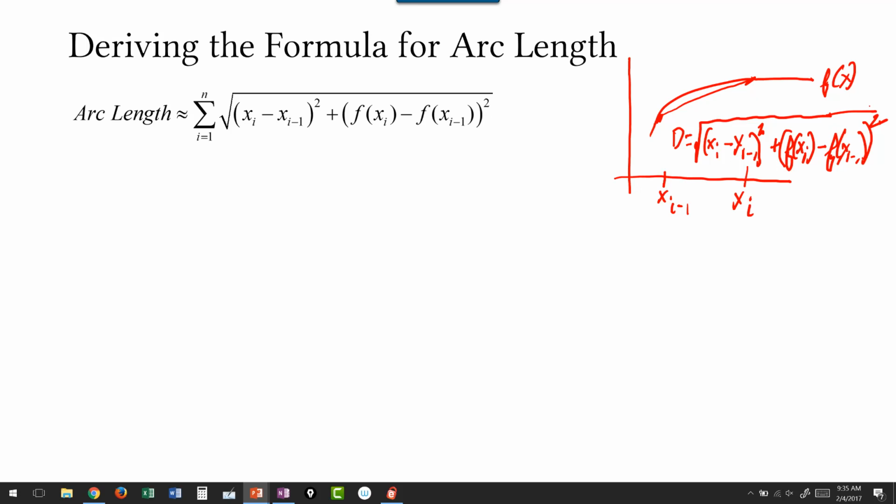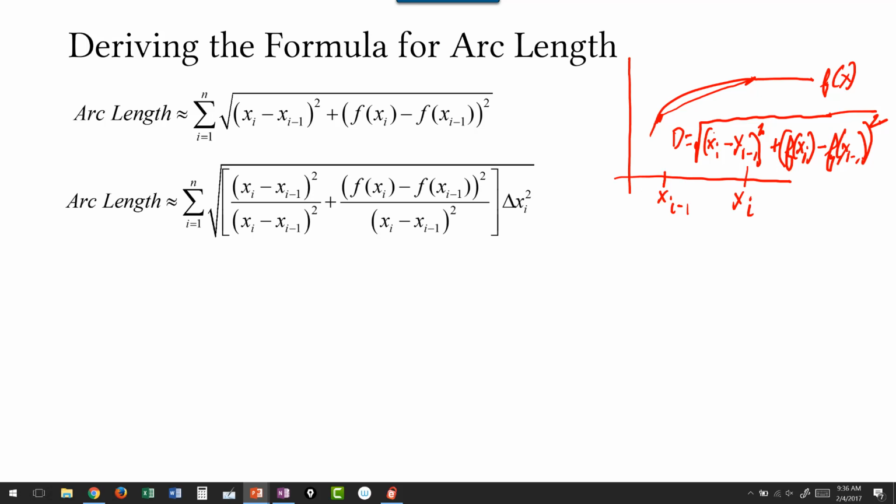of the curve. Next up, we do some perhaps odd-looking algebra, where inside the square root, I'm going to multiply and divide by the same quantity. We sometimes call this multiplying by a clever form of 1. Note that xi minus 1 is the same as delta xi, and that appears twice.